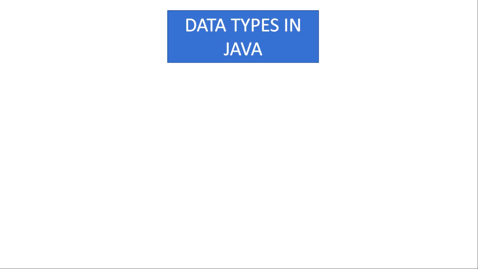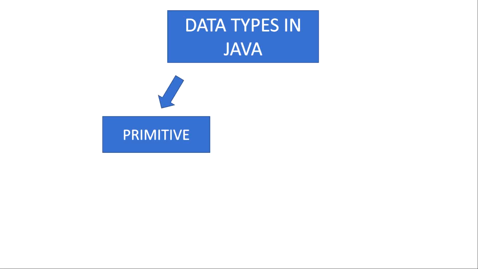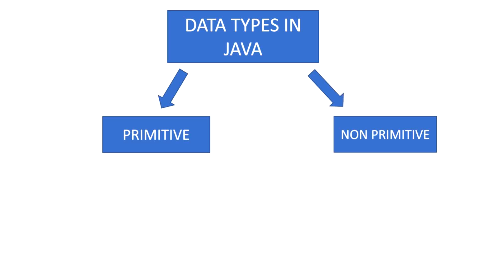There are two types of data types in Java. One is primitive data type, where we can store only a single value. For example, in the previous video, we have seen that int a equals 10. So inside a, we could only store one value. Well, there are many types of primitive data, and in non-primitive data, we can store more than one value. Let's not talk about non-primitive data right now. We'll talk about primitive data.